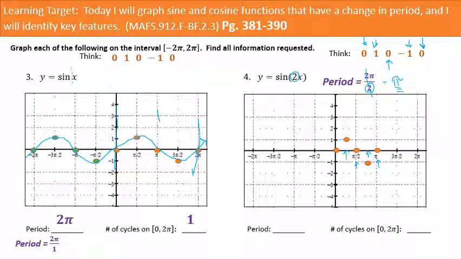All right, so now we're just going to repeat this pattern till we get to 2 pi. Do the same thing in the opposite direction. And then you can graph.